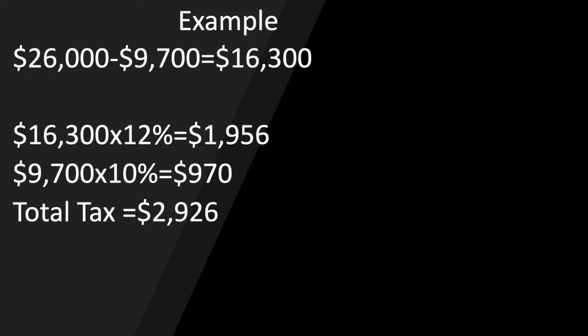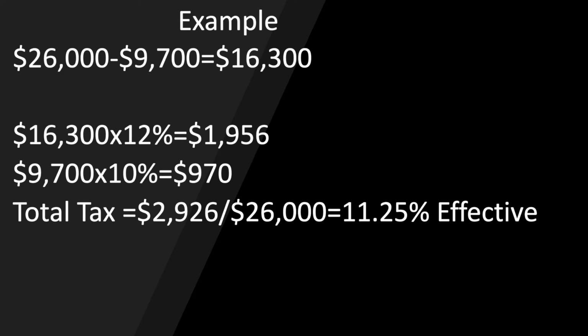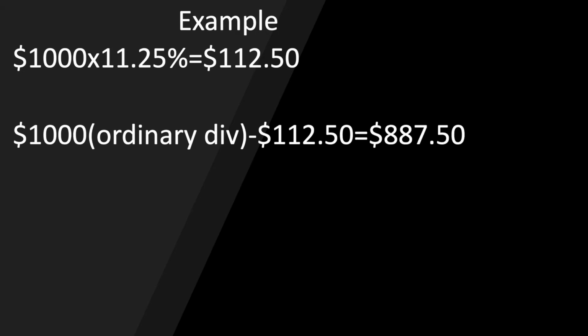We then divide this number by 26,000 to get an effective tax rate of 11.25%. We then multiply Joe's ordinary dividend income by this rate to get a total tax payment of $112.50. Finally, we subtract this amount from 1,000, which leaves us with $887.50 of ordinary dividend income.